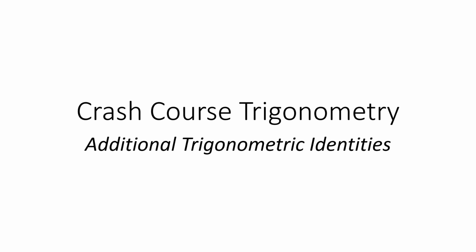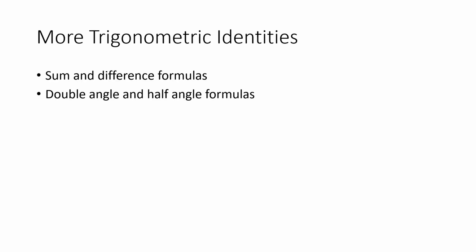Welcome back to the Crash Course Trigonometry series. In this video, I'm going to talk about some additional trigonometric identities. Specifically, I'm going to talk about the sum and difference formulas for sine and cosine, and I'm also going to talk about double angle and half angle formulas.